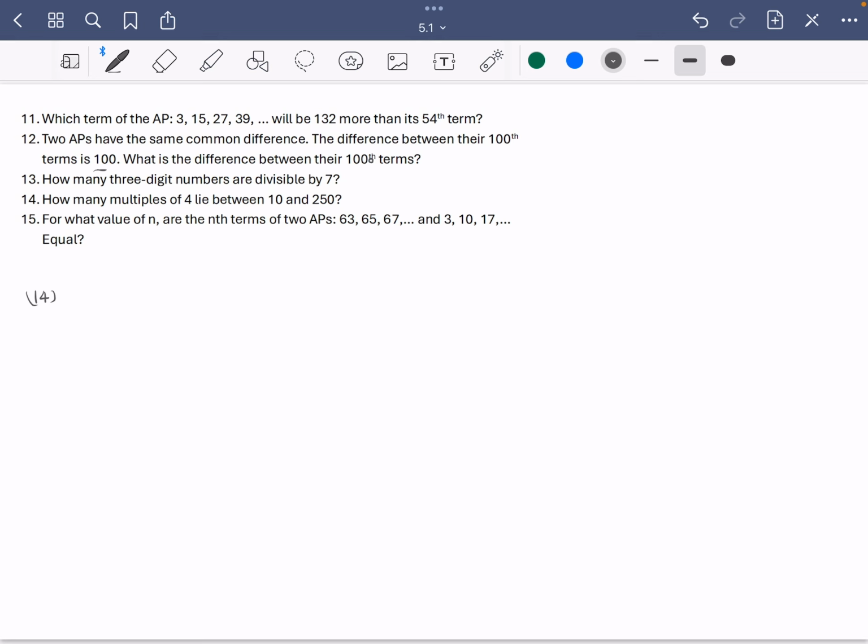Question: How many multiples of 4 lie between 10 and 250? Multiples of 4, well, you already know the common difference should be 4. That's why they are multiples of 4. They lie between 10 and 250. So the first multiple that is greater than 10, we know that 10 is not a multiple of 4, so we want to find the first multiple that comes after 10.